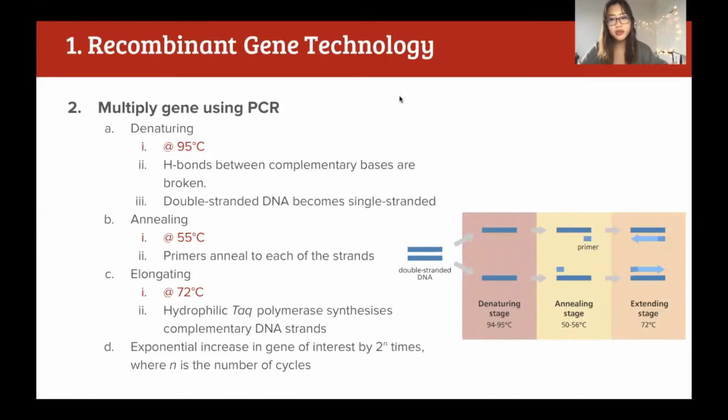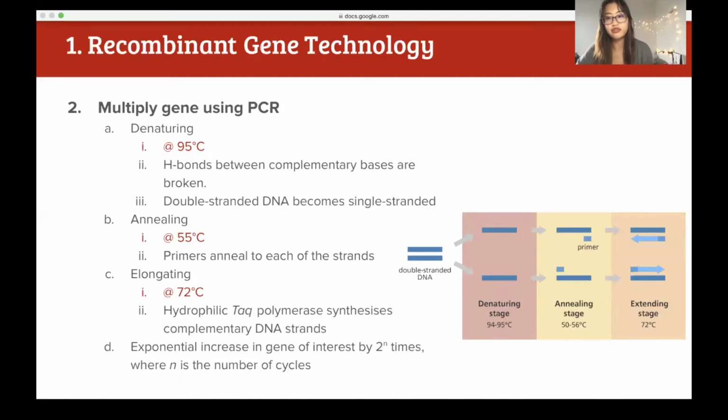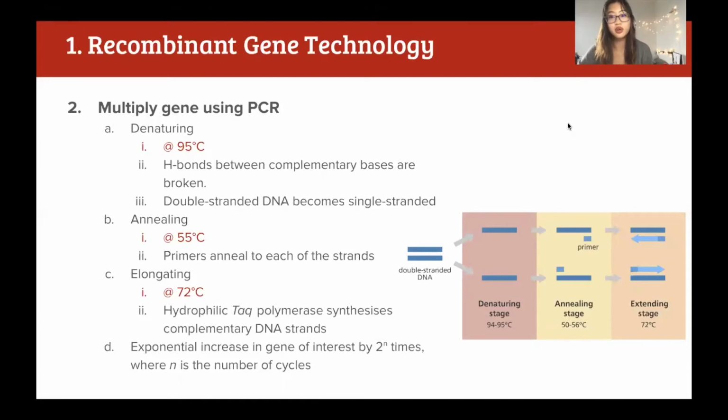So what happens in PCR? Just remember the numbers 95, 55, and 72. Because these numbers are, I feel like, the essential part of this process that you need to know. Okay, so at 95 degrees Celsius, what happens? The hydrogen bonds between complementary bases are broken. So this turns your double-stranded DNA into two single-stranded DNA strands.